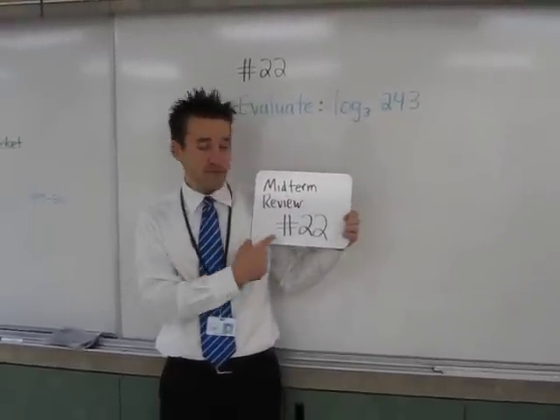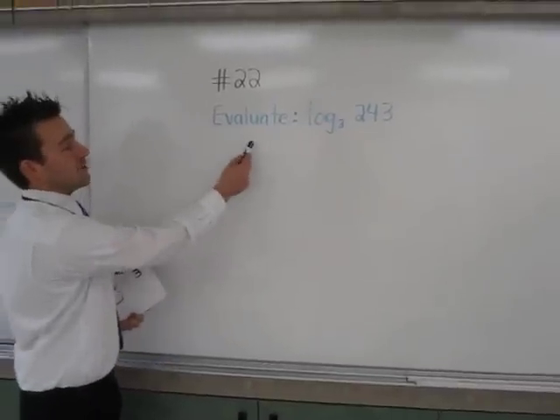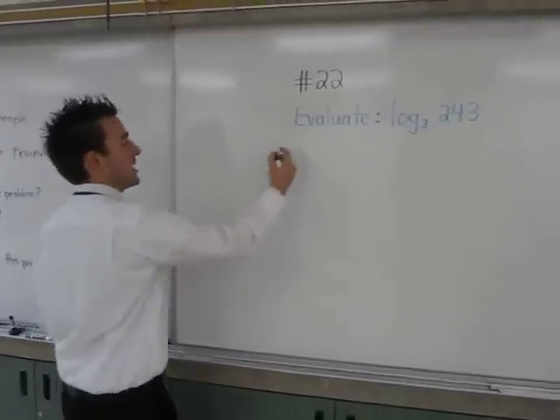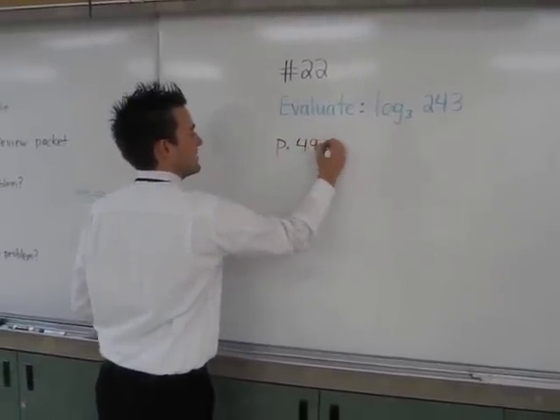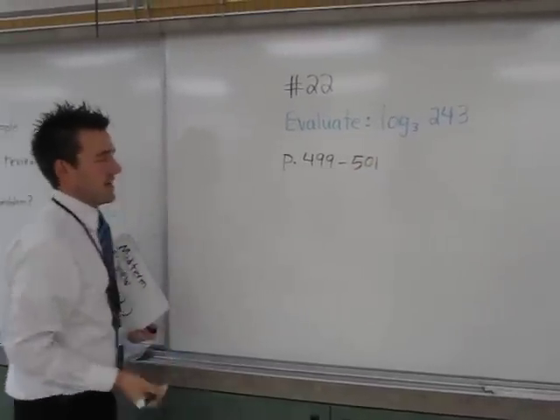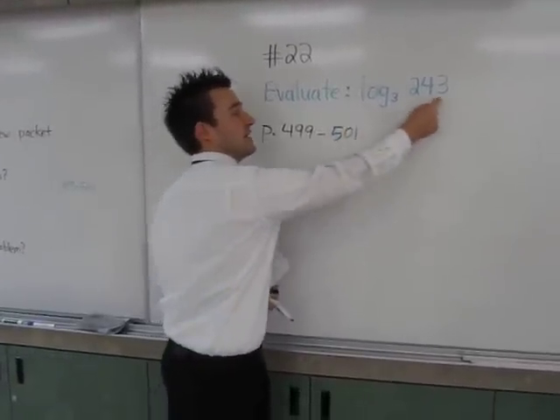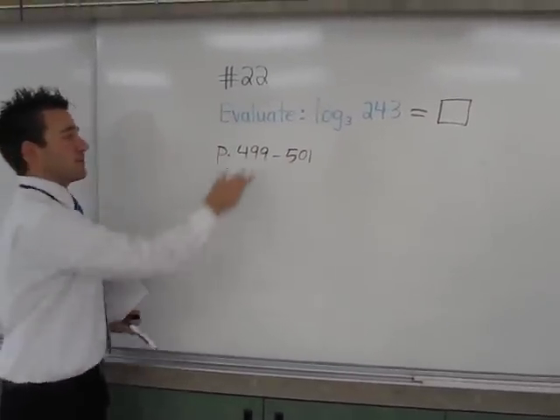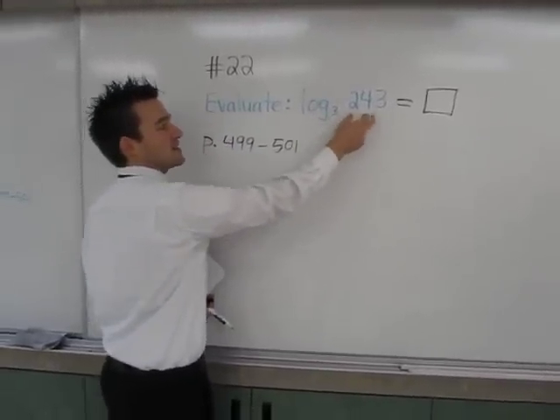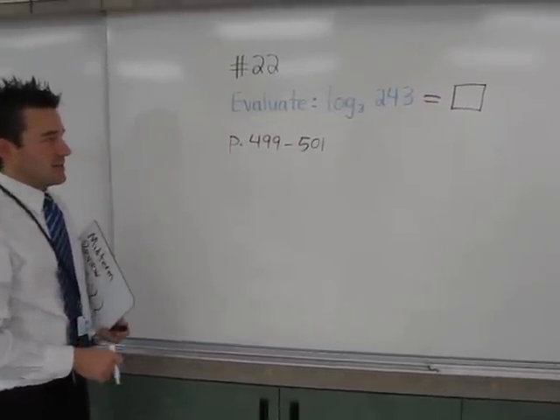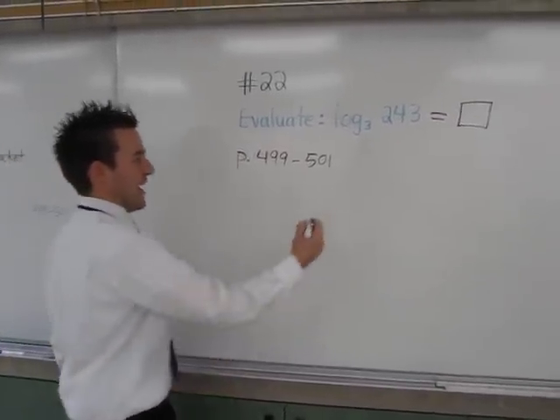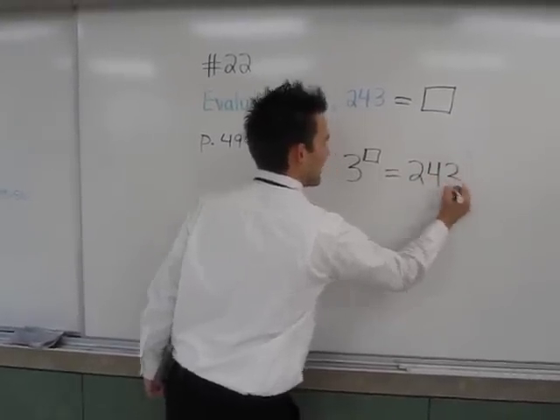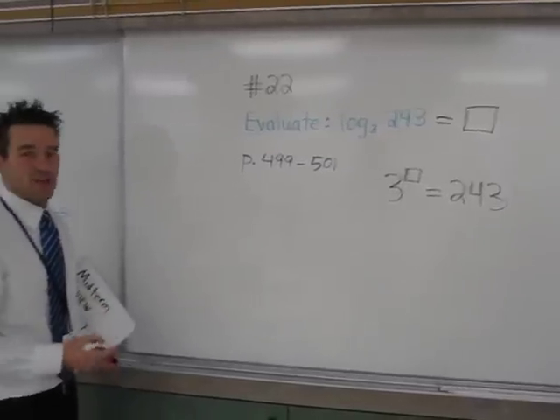All right, this is for the midterm review problem number 22. You're asked to evaluate log base 3 of 243. The group who did this problem said you can get help from it on page 499 through 501 in your textbook. Now they said this is written in logarithmic form. It equals something. Our goal in this problem when we're trying to evaluate is figure out what log base 3 of 243 equals. So they said you could rewrite this in exponential form as 3 to the power of something equals 243. Figure out what goes in that box and you'll have your answer.